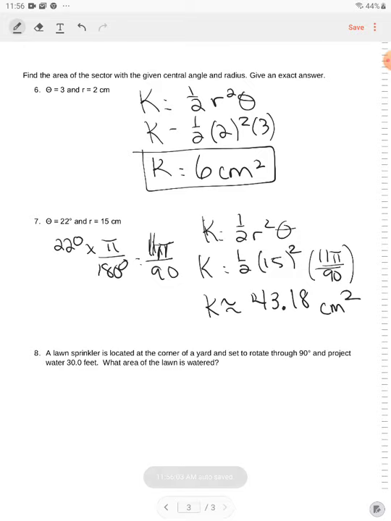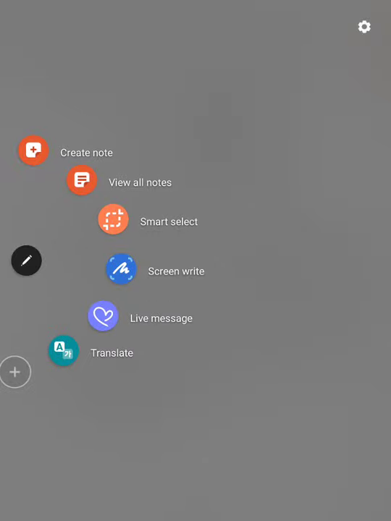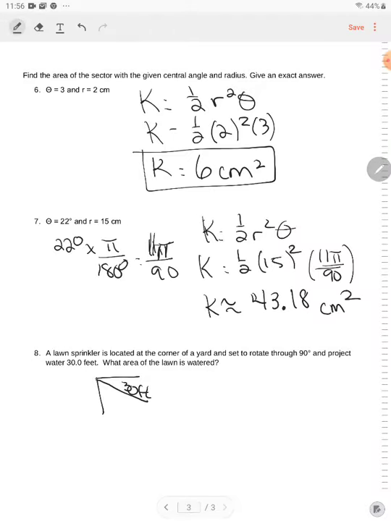Okay, a lawn sprinkler is located at the corner of the yard and set to rotate through 90 degrees and project water 30 feet. What is the area of the lawn that's watered? So you have a corner of a lawn here, and this is 30 feet. So your radius is 30. So R is equal to 30 feet. Your theta is 90 degrees. And remember, we have to change that to radians. And we know that 90 degrees is equivalent to pi over 2 radians, because 90 times pi over 180 is pi over 2.